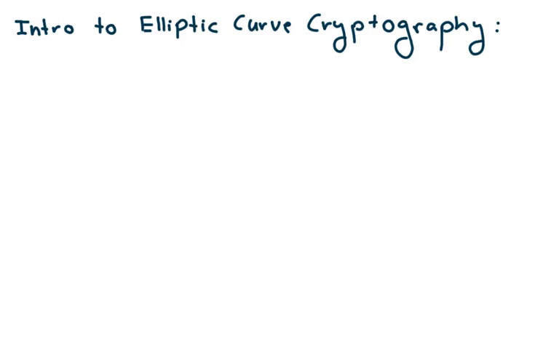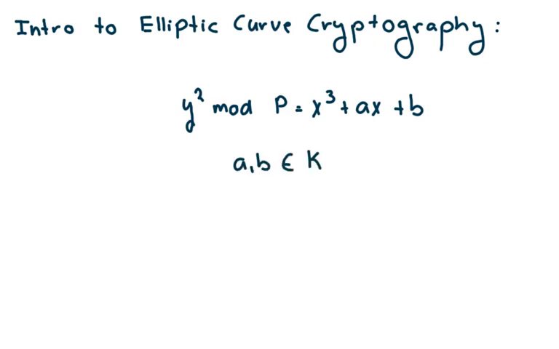But before we go any further, let's first define exactly what an elliptic curve is. When used for cryptography, an elliptic curve is defined as the set of points that satisfy the equation y squared mod p is equal to x cubed plus ax plus b, where a and b are elements in the field K, together with a point at infinity. There also exists a restriction that 4a cubed plus 27b squared cannot equal 0.